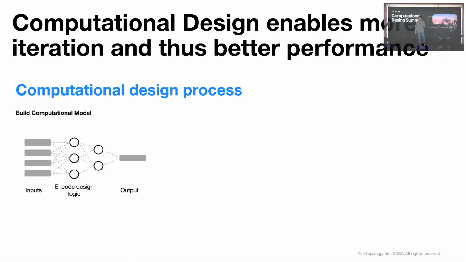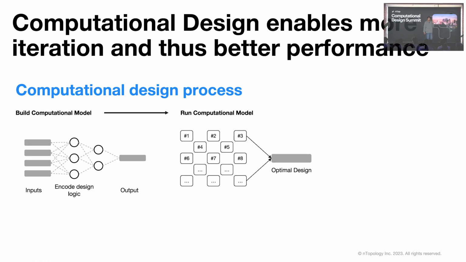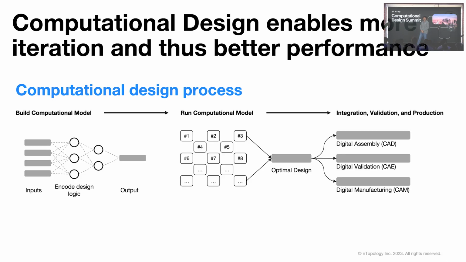And so computational design is a new process, right? We need tools to, first off, build and construct a computational model. Second, we need tools to then run a computational model to explore that design space. And then third, once we've found an optimal design through exploring that design space, through learning, through iterating, that part needs to be integrated into the entire system.